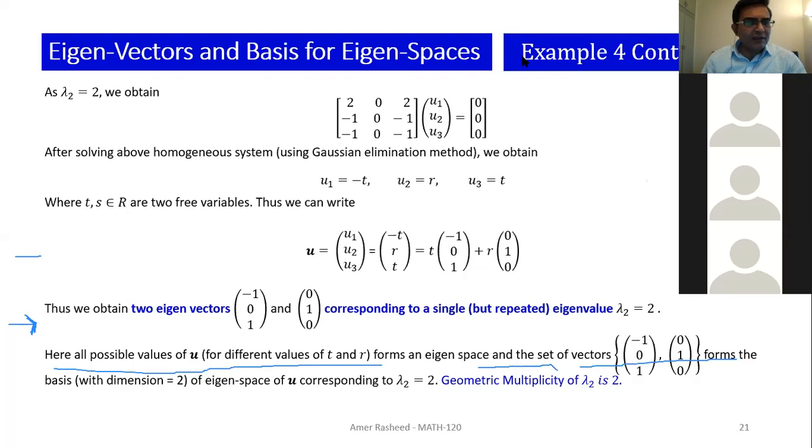The question in the chat window is, is it possible to have an eigenvector without any free variable?